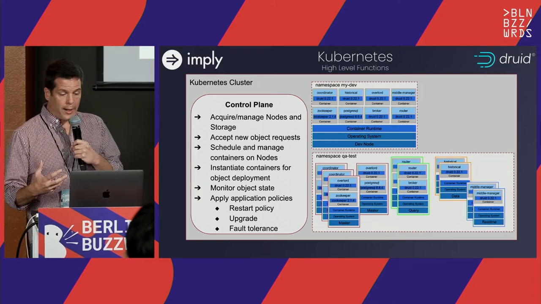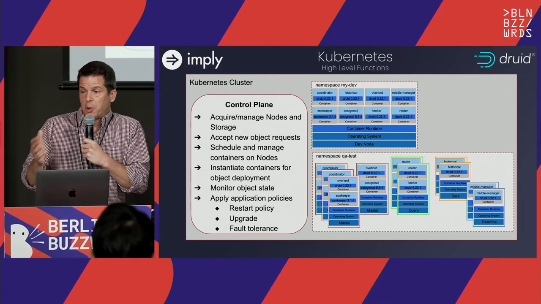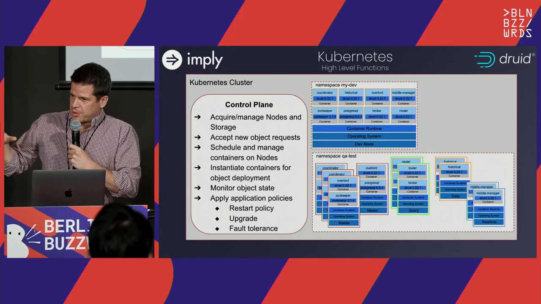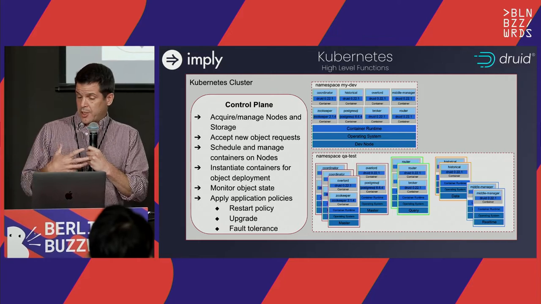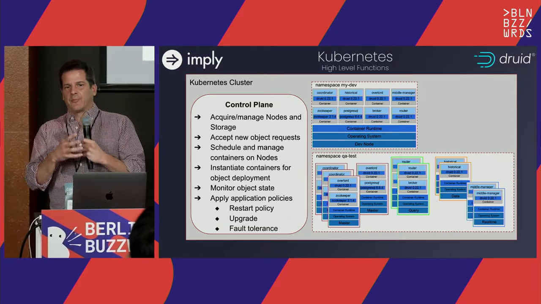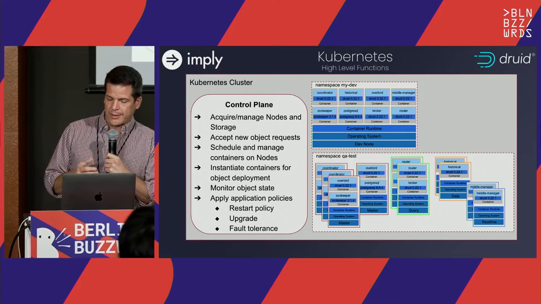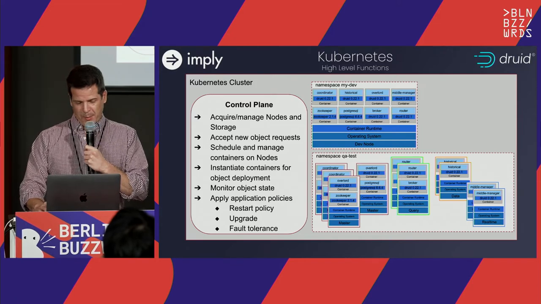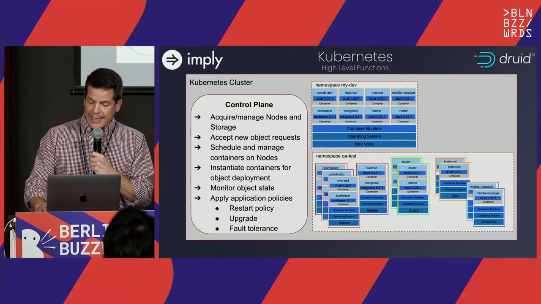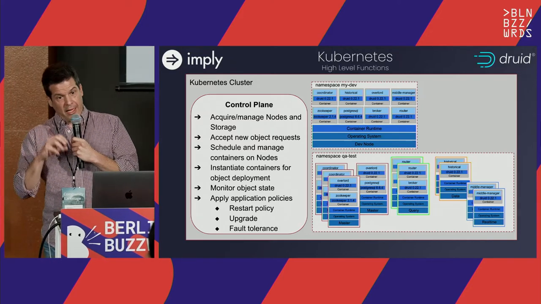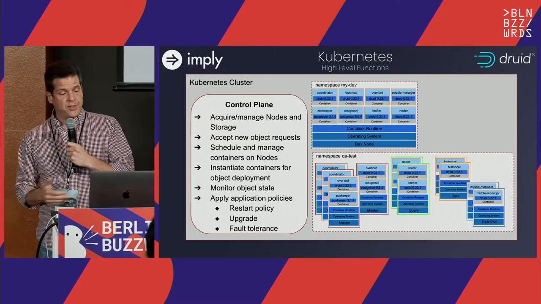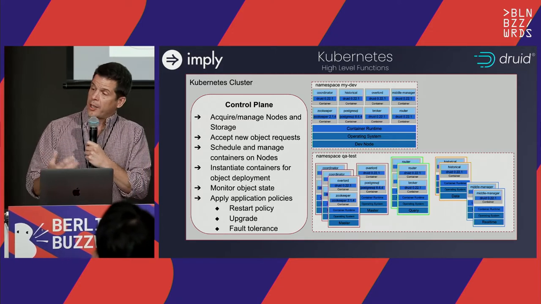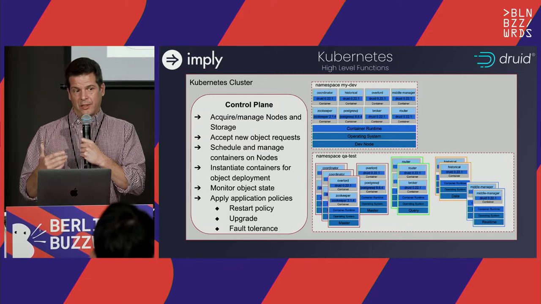So it provides the acquisition and management of nodes. It has a set of resources, different node types with different CPU and memory characteristics. So it knows what resources it has available. It accepts object requests. This is the deployment of an application, the deployment of a service, the deployment of stateful sets or non-stateful sets or deployments in general. And based on what you request, it instantiates containers to deliver on those services or to deliver the application functionality in general. It also monitors these containers, so it provides high availability from that perspective.